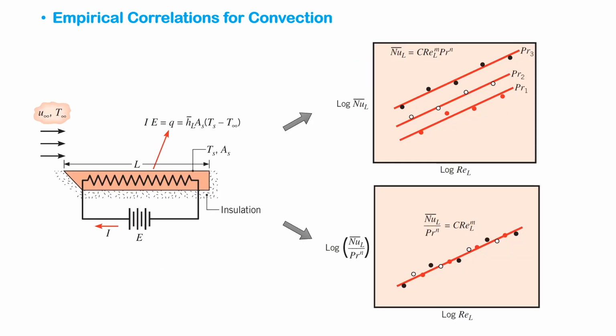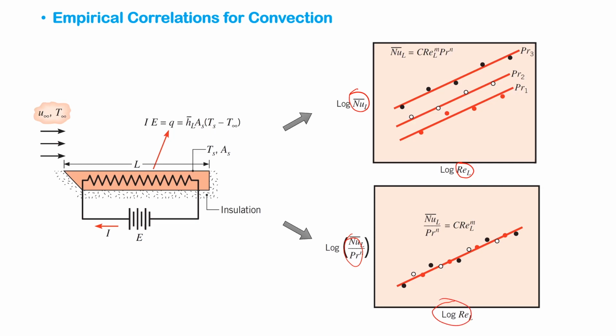So this is the experimental setup, and various experiments have been done to see how the heat transfer coefficient depends on other variables. These experiments are done in terms of dimensionless variables. One of these dimensionless numbers is the Reynolds number, and if you plot log Reynolds number versus log Nusselt number, you get a straight line. That means you have a power law dependence, so the slope is an exponent. And if you do a similar experiment to narrow it down, if you plot Nusselt number over Prandtl number to the n, you get a straight line against Reynolds number.